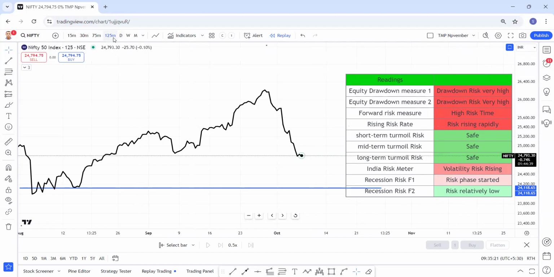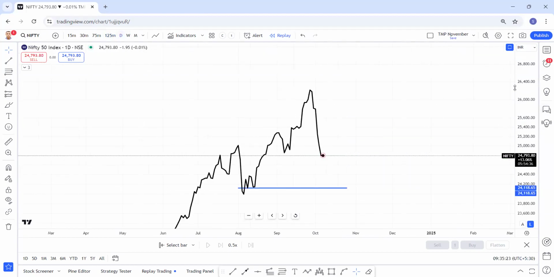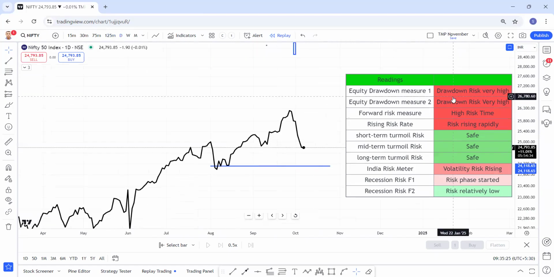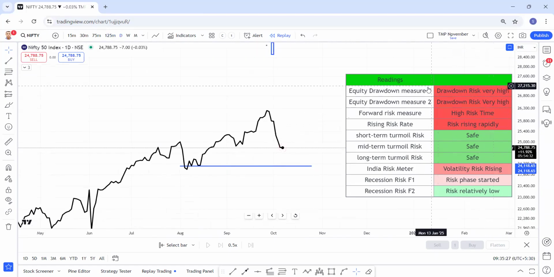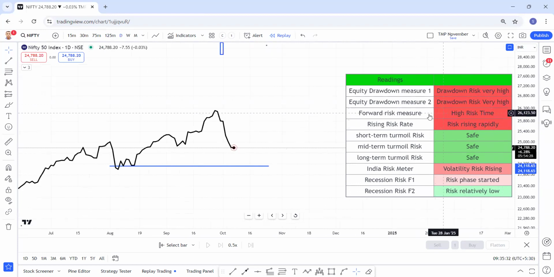Now after the 125 minutes, the most important one is the daily, which is also fully flashing red. This one is fully flashing red, means you just sell off, it may bounce back, but it looks like it is not over. It is far from being over. Right now, it does not look at all like it is over.